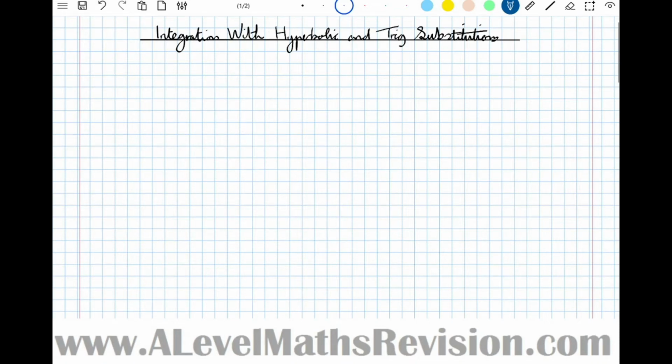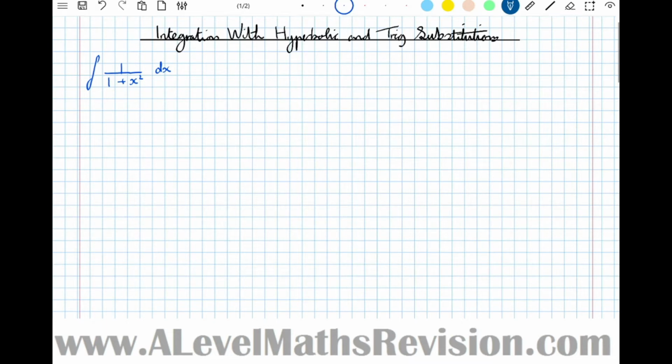In this video, we're going to have a look at integration using hyperbolic and trig substitutions. So let's start by means of an example. So let's do the integral of 1 over 1 plus x squared dx. So in this particular one, we can't really do it without a substitution. 1 over 1 plus x squared is too difficult to integrate.